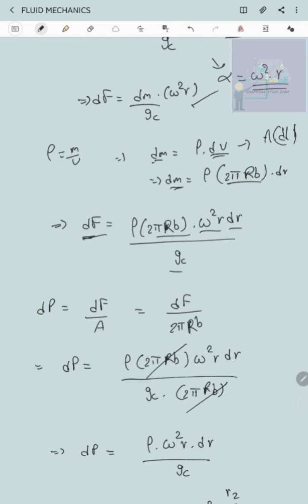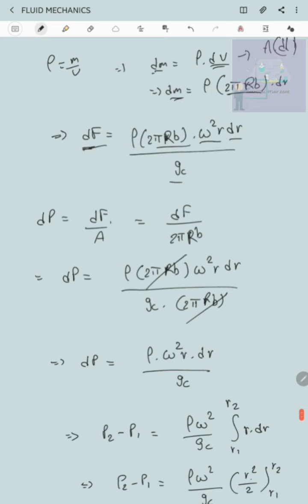Now let us find the pressure difference, which is nothing but dF by A. That means the change in pressure is dF by 2 pi rb as the area. Now let us substitute this dF value, and after solving we get dP equals rho into omega square r into dr by gc.